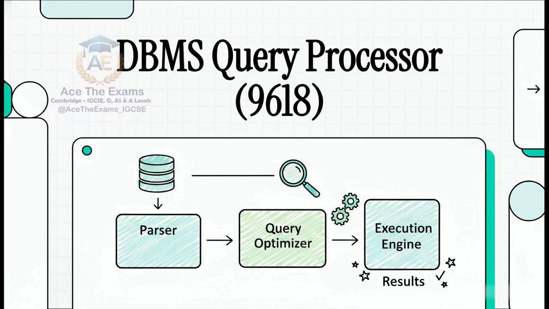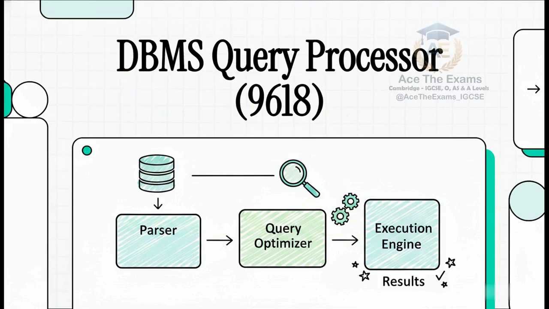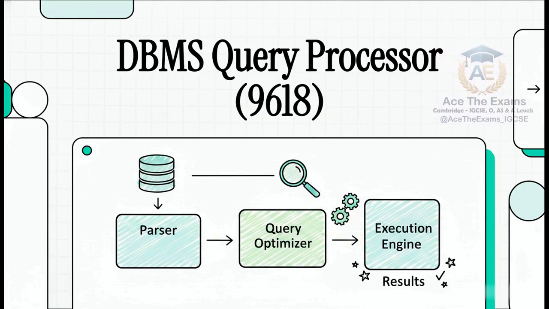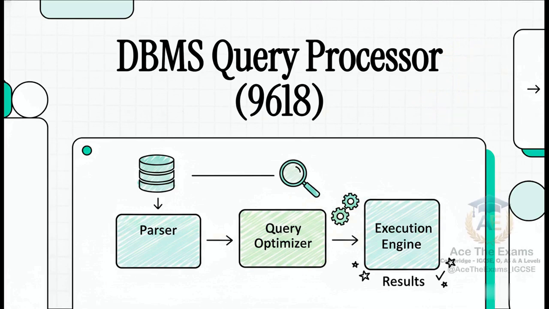We are specifically targeting the Cambridge AS and A-Level 9618 syllabus, but the extraction strategies we're decoding today are absolute game changers, whether you're tackling 0417, 0478, 0983, 0984, or 2210. Now, to do this, we're unlocking one of the most notoriously rigorous sections of the entire paper, the Database Management System Query Processor.